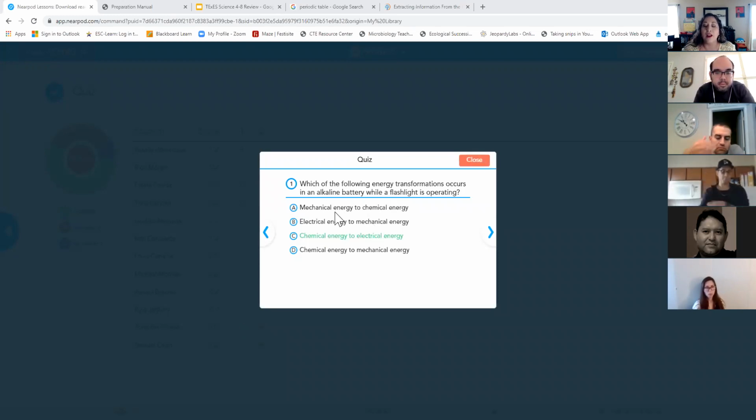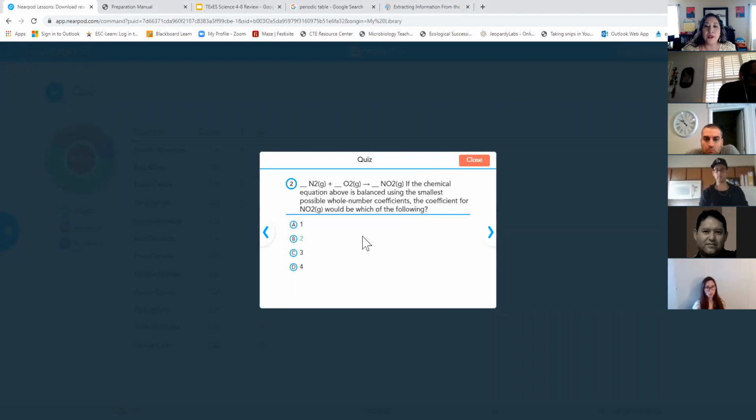So again, if you didn't get this one right, I would suggest looking up what each of these types of energies are. And again, I always think the best thing to do is also include a picture to help you remember what they are. For the last one, you had to balance the equation, and about half of you all got this one right.